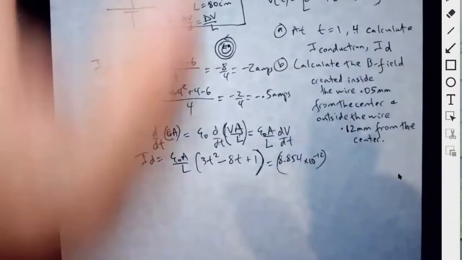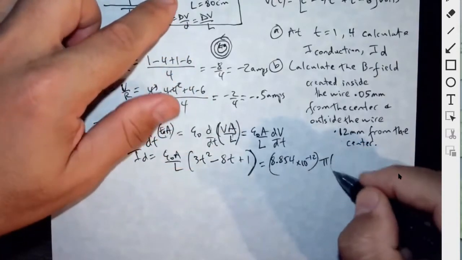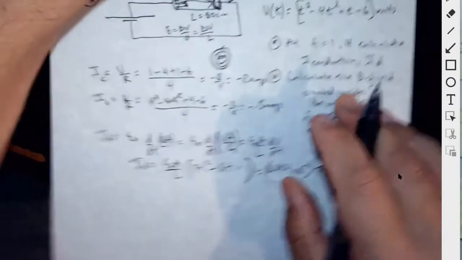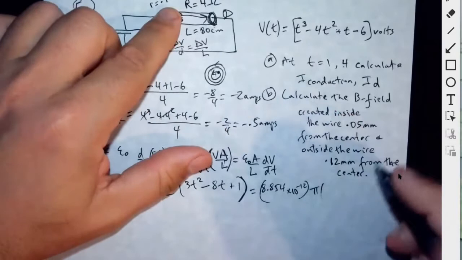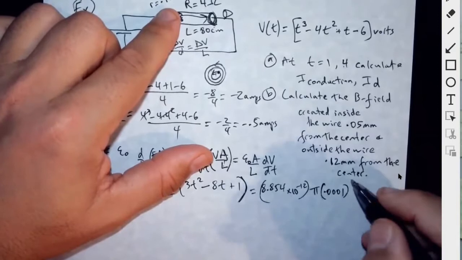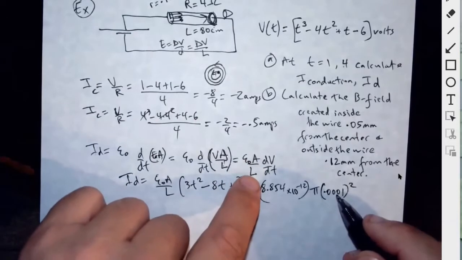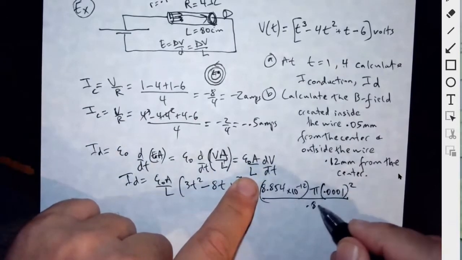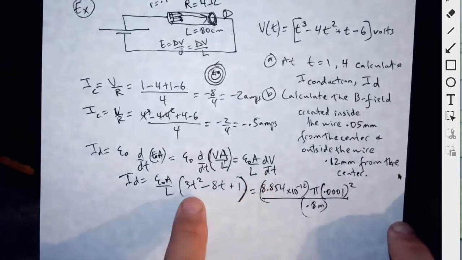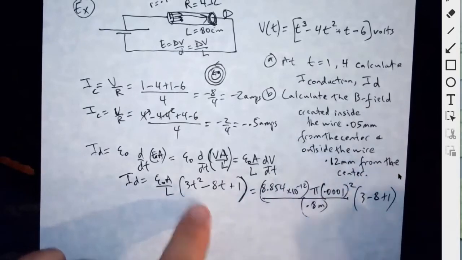Okay, so there you have here this one, and then the area pi times the radius. Radius was what? It was 0.0000001 meters squared. Right, pi r squared, so that's the area. The length was 0.8 meters, right? And now we could put here for 1 second, 3 minus 8 plus 1.